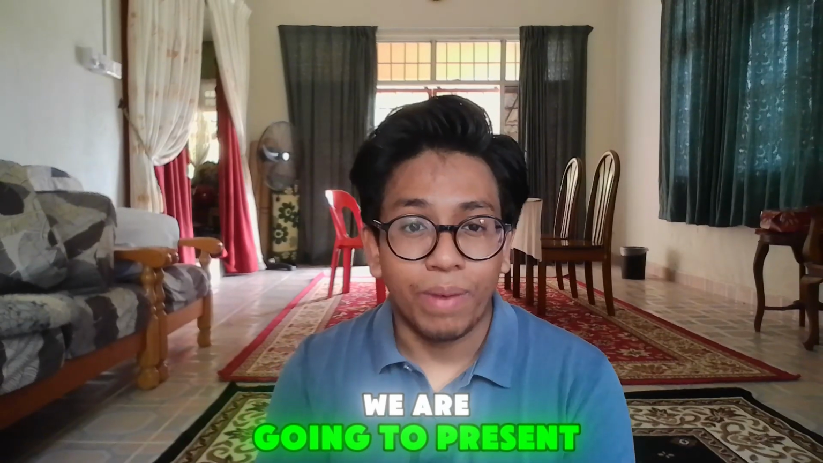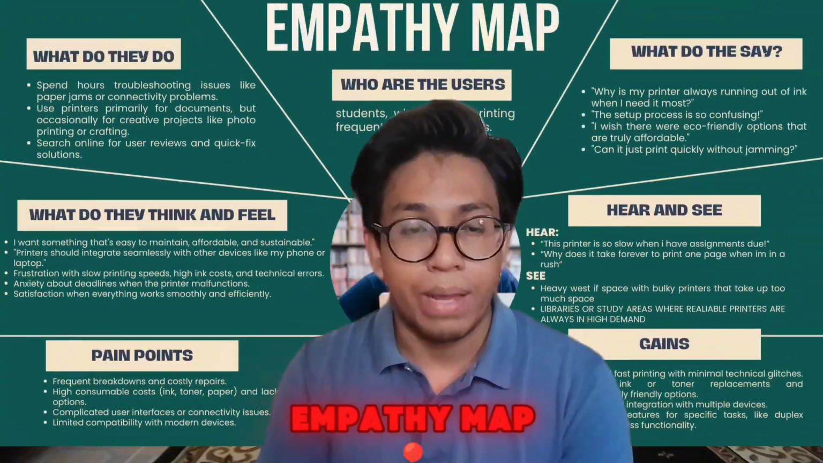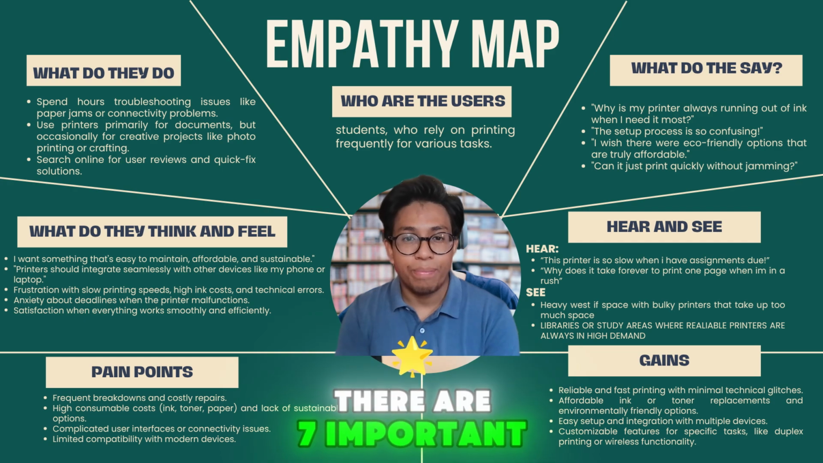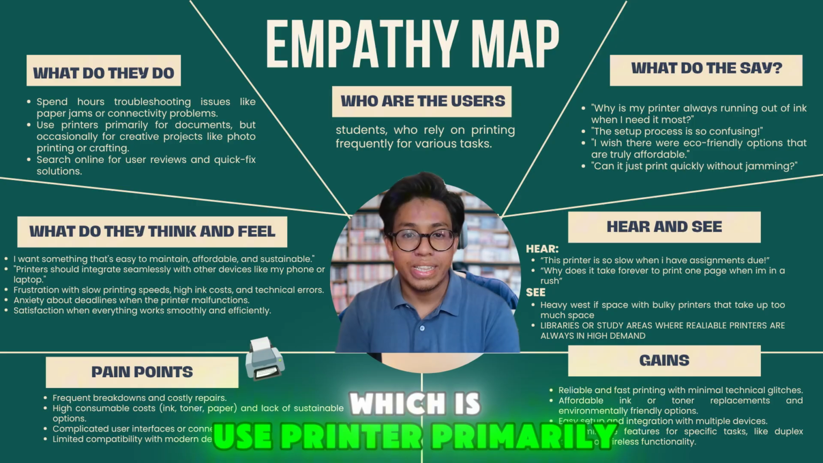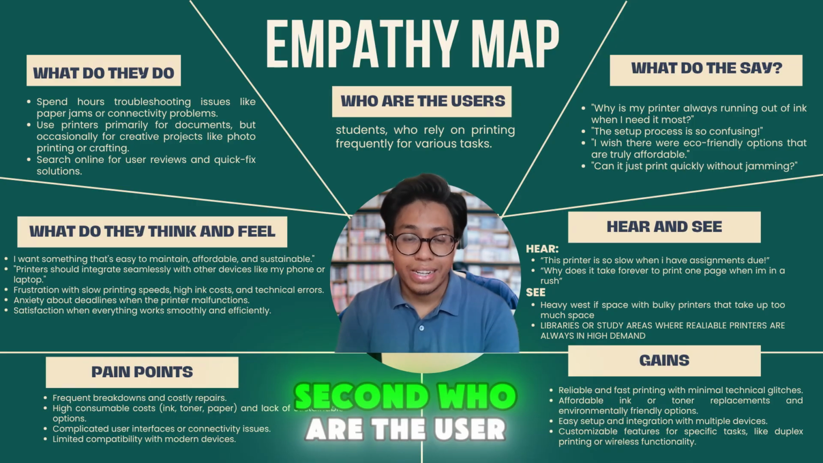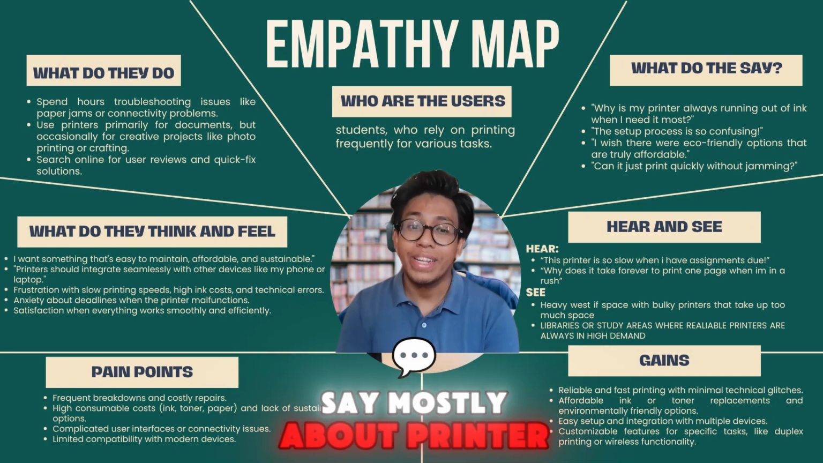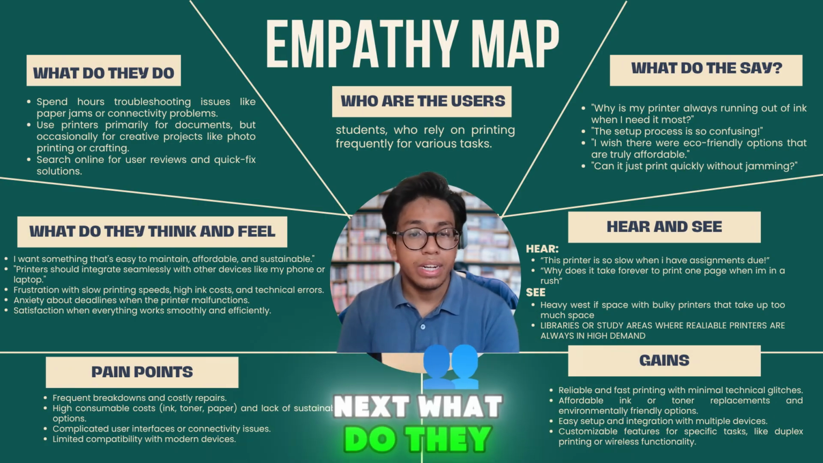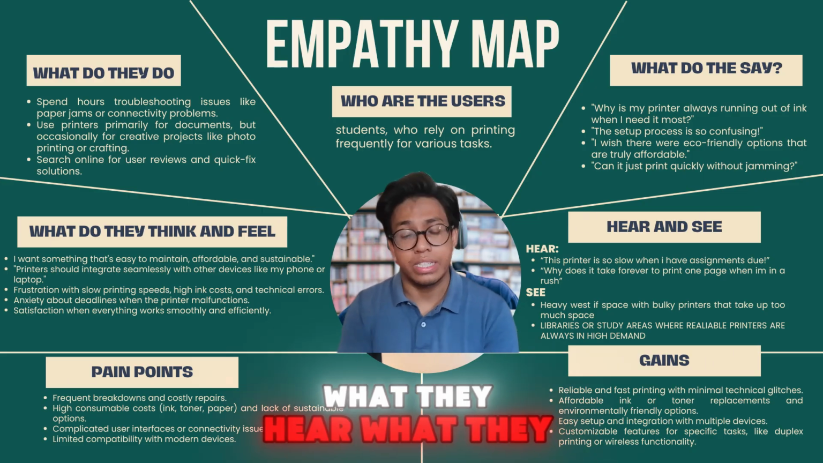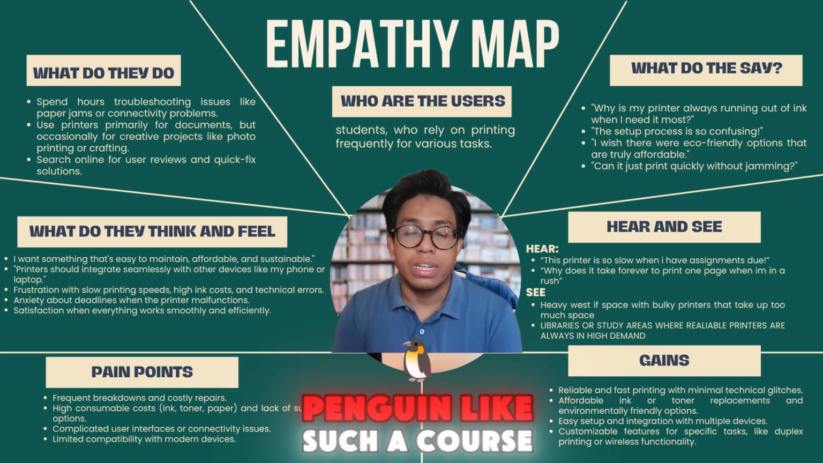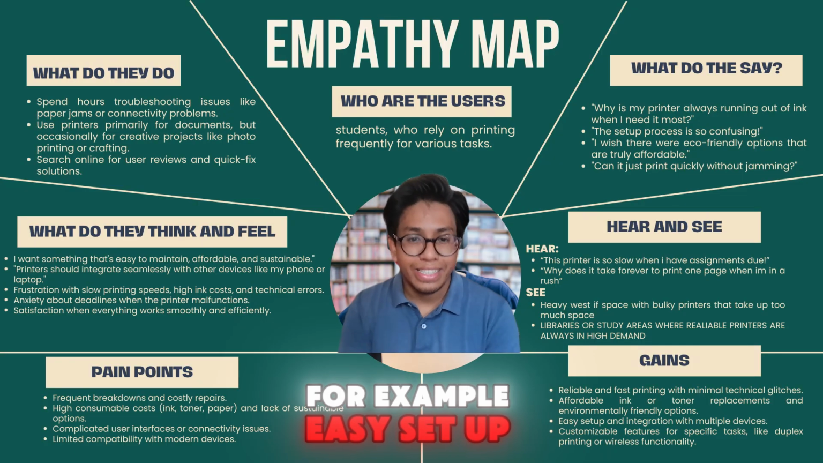We are going to present about the APM, automatic printer machine, but I will present about the empathy map. In this empathy map, there are 7 important things available here. First, what do they do? They use the printer primarily for documents. Second, who are the users? Basically students. Third, what do they say? Mostly about the printer. Next, what do they think and feel? Satisfied or not? Next, hear and see. What they hear, what they see. The next one is pain, like the cost. And finally, gain. For example, easy setup.